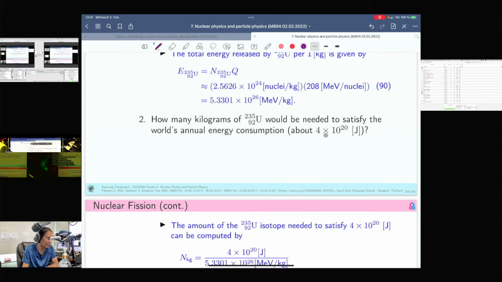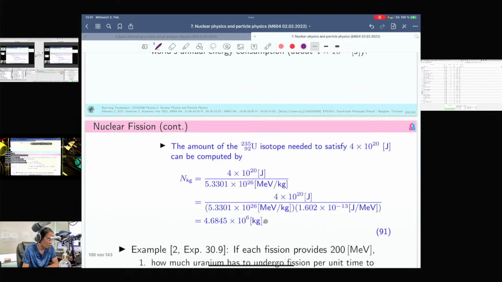Or annual, okay, per year. You have to burn or consume the uranium like 4,684.5 tons per year, okay, so that you can supply the whole world with this energy. But actually the electric power plant has some loss factor. You cannot get 100% of the energy from the power plant.